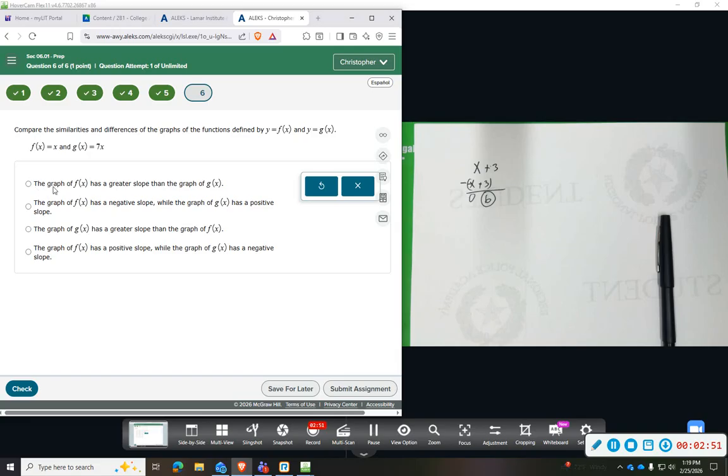So options: the graph of f has a greater slope than the graph of g. No, g has a greater. The graph of f has a negative slope and g has a positive. Nope, they're both positive. The graph of g has a greater slope than the graph of f. Yes. And then the graph of f has a positive slope while the graph of g has a negative slope. Nope, they're both positive. So that is the only one that gives you a good comparison of the similarities and differences of those two graphs.